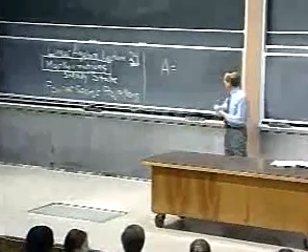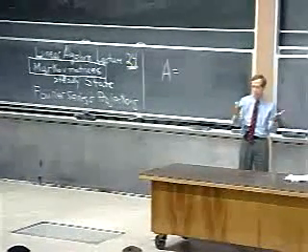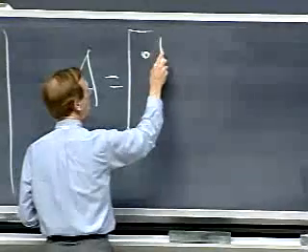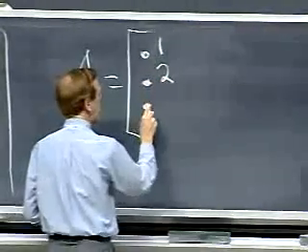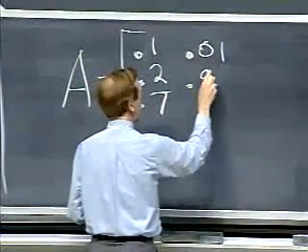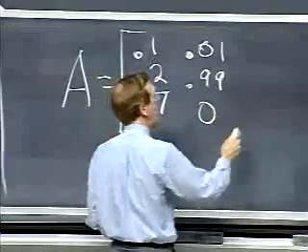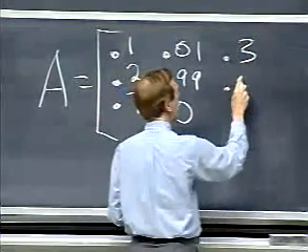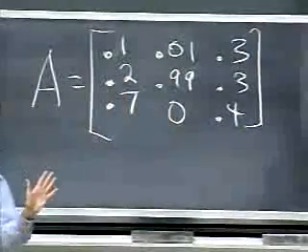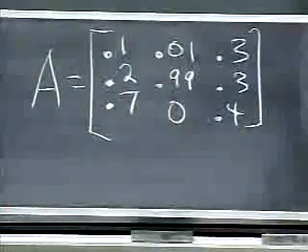Okay, what's a Markov matrix? Can I just write down a typical Markov matrix, say 0.1, 0.2, 0.7, 0.01, 0.99, 0, and 0.3, 0.3, 0.4. Okay, that's a totally invented Markov matrix.